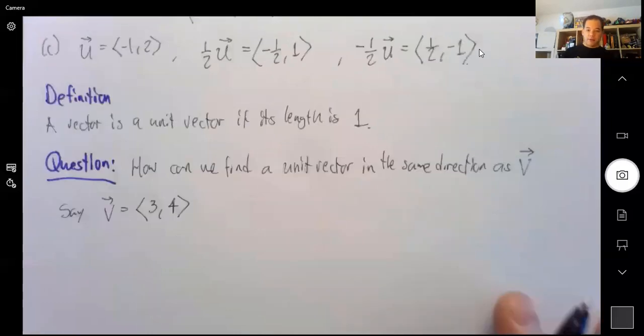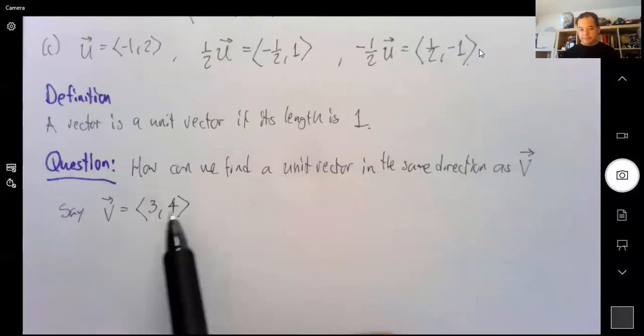And what do you think? What is it that we should do? And it's actually easy, right? See, what is the length of this guy?